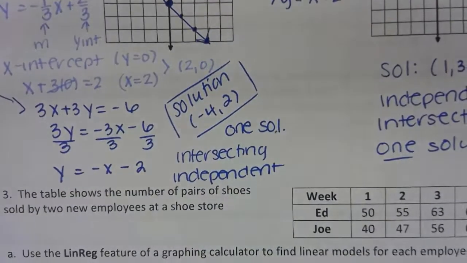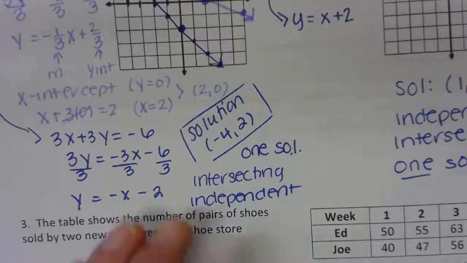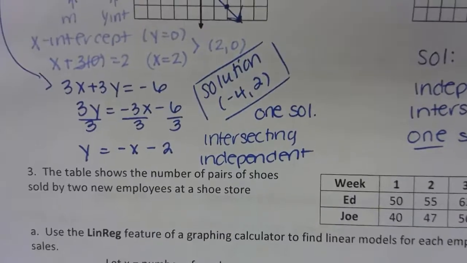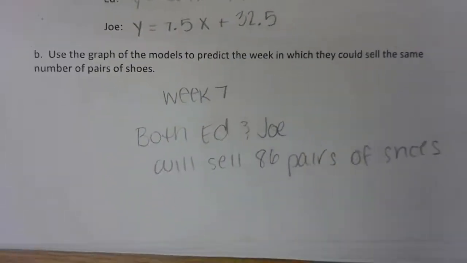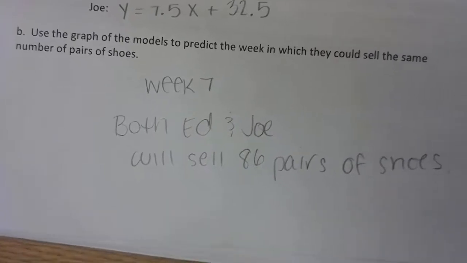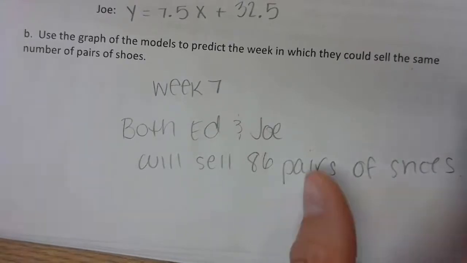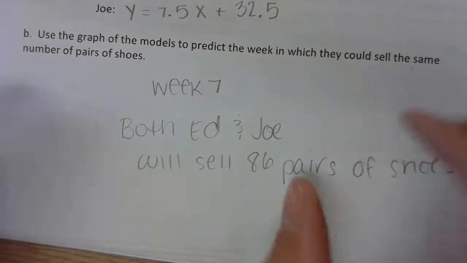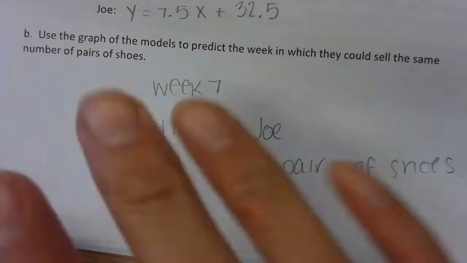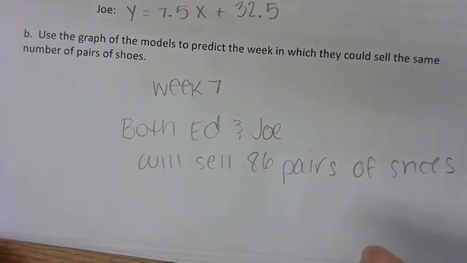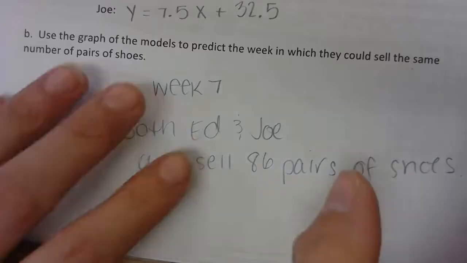So down here, the question was, when will our graphs intersect and they sell the same number of pairs of shoes? That is going to be at week 7. They will both sell 86 pairs of shoes. I think, are we okay with getting everything in the calculator using linear regression, etc.? Everybody okay with doing what we just did?